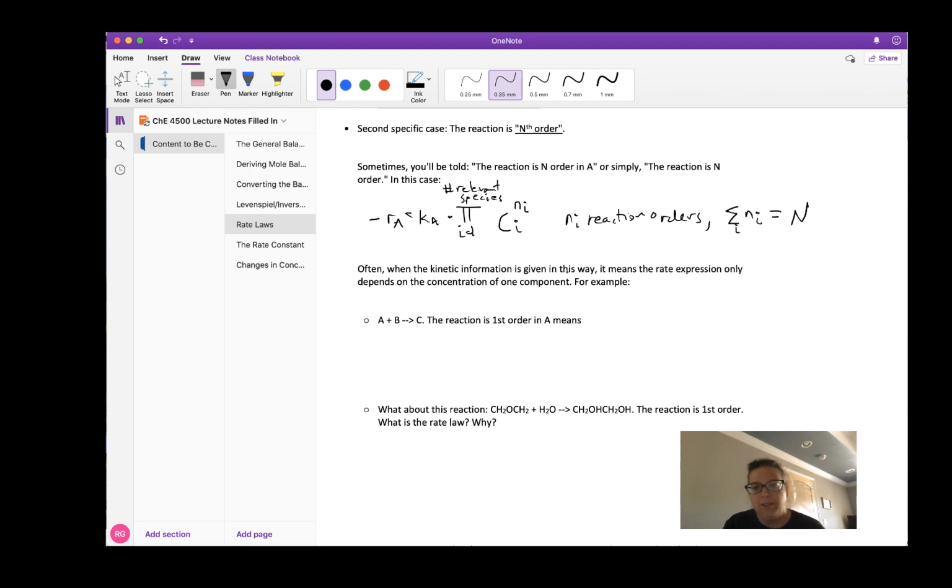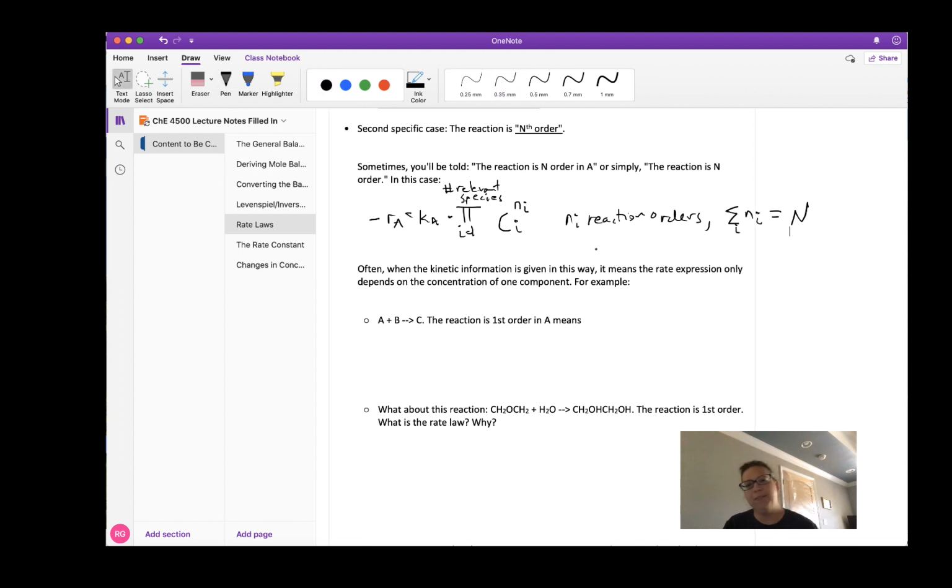Often when the kinetic information is given in this way, it means that the rate expression only depends on the concentration of one component. So if you're given a very general expression like this, the reaction is n order, that usually means you only need to worry about one component. Now, if you're told the reaction is n order in A, that means you probably only need to worry about A. And if you're told the reaction is n order in A and m order in B, well, of course, you need to worry about both A and B.